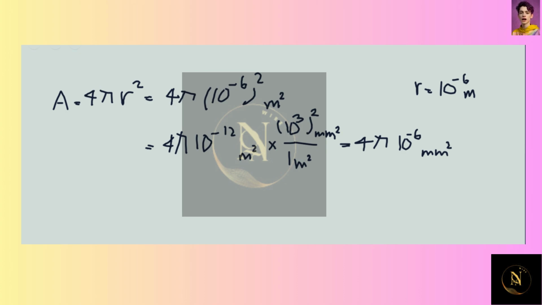Plugging in the number for pi, which is roughly 3.14, I get 12.5 times 10 to the minus 6, or in scientific notation, 1.2 times 10 to the minus 7 millimeters.